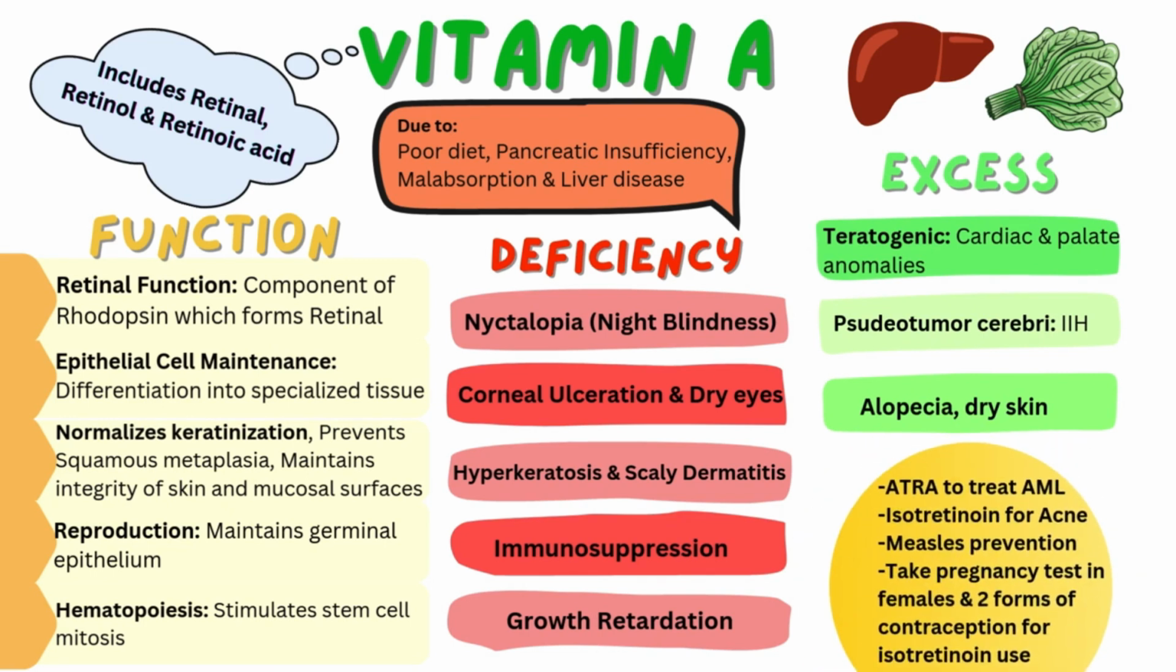ATRA is used to treat AML. Isotretinoin is used for acne. Vitamin A is also used in measles prevention. Females are encouraged to take a pregnancy test and 2 forms of contraception before isotretinoin use.